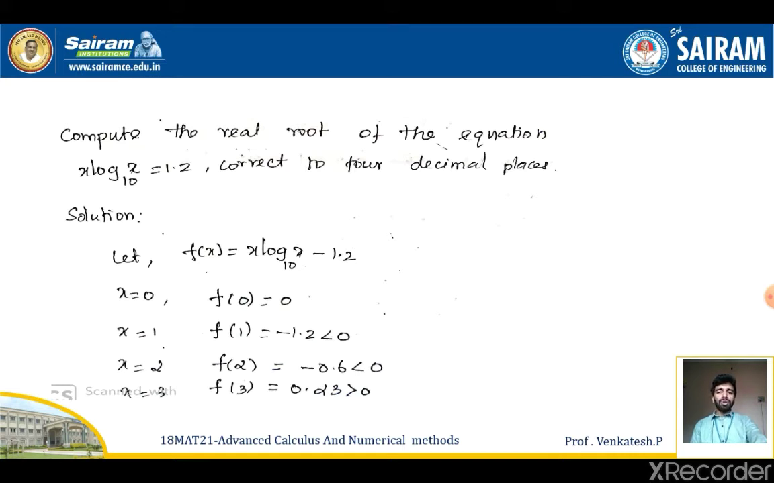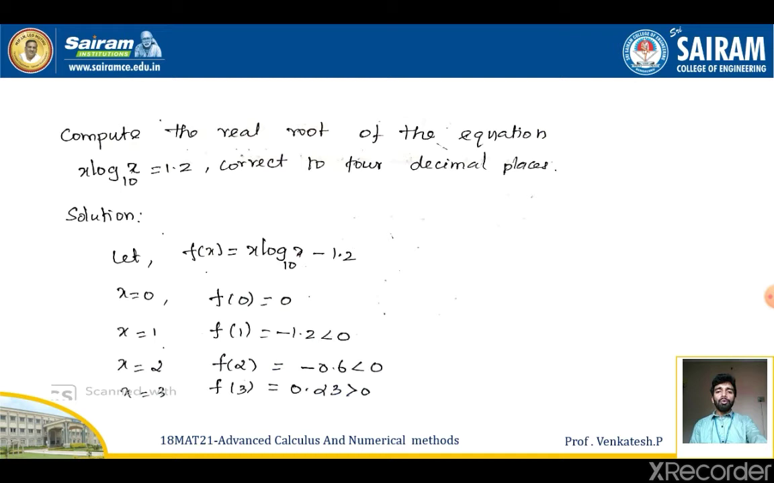If I replace x is equal to 1 in the function, I get the value minus 1.2, which is less than 0. I'm replacing x is equal to 2. I get f of 2 is equal to minus 0.6, which is less than 0. Similarly, I'm replacing x is equal to 3. I get f of 3 is equal to 0.23, which is greater than 0. Since we can observe that one is a negative value and one is a positive value, we can assume that the root lies between 2 and 3.